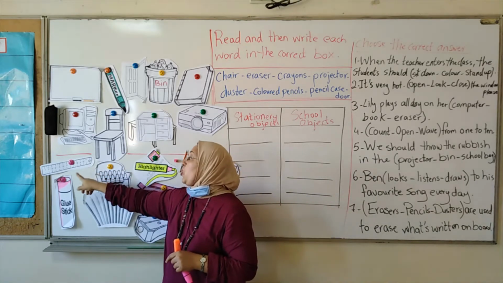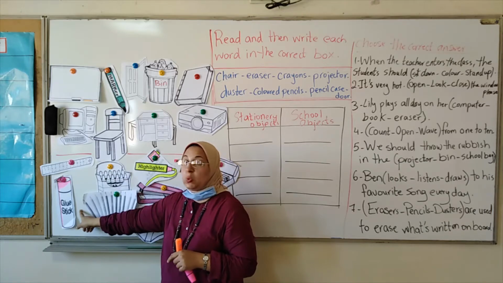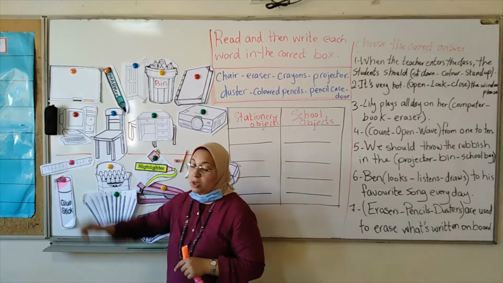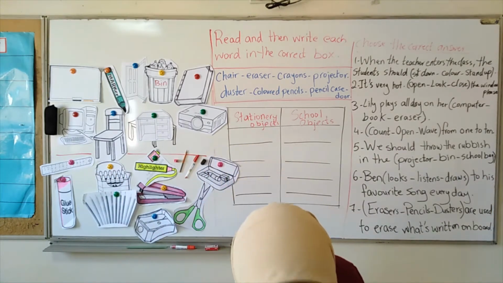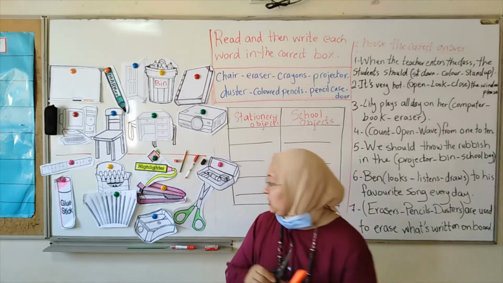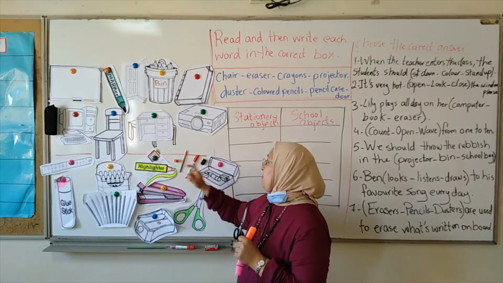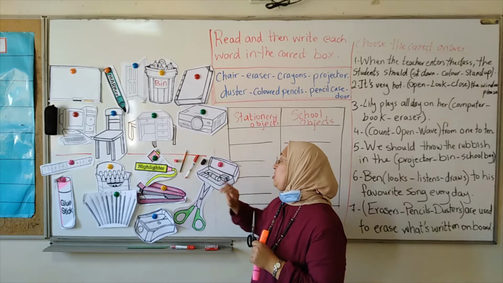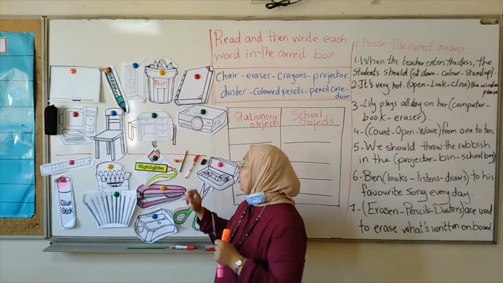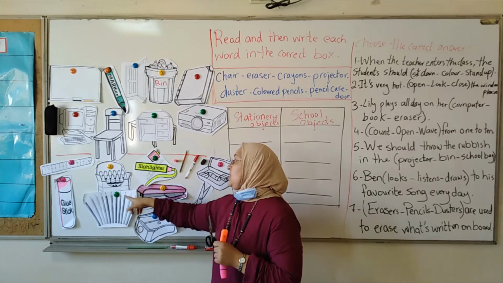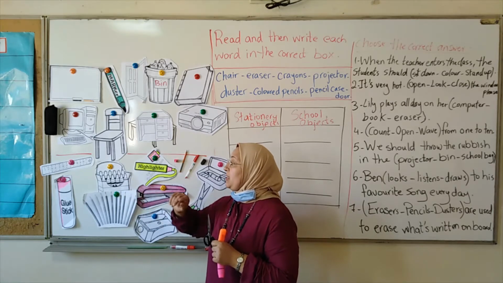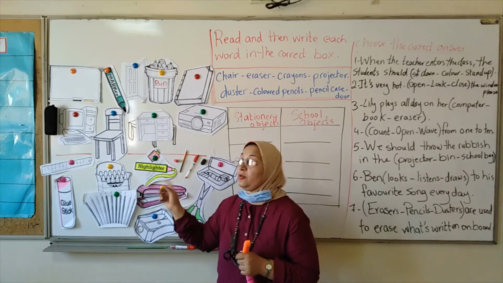Then we have ruler, glue stick. Okay, so don't forget scissors, pen, pencil, rubber, sharpener, pencil case, stapler, highlighters, crayons, colored pencils, glue stick, ruler.